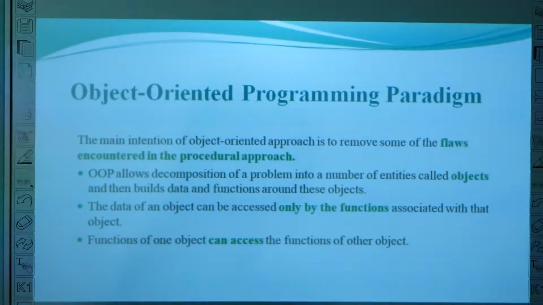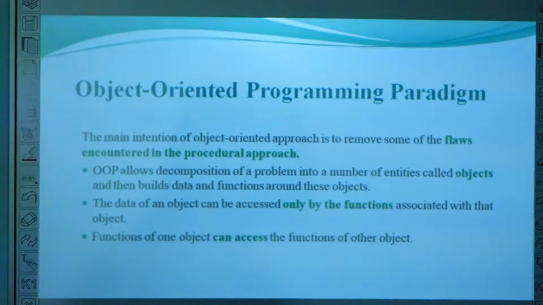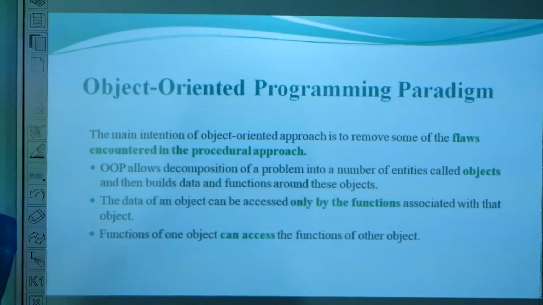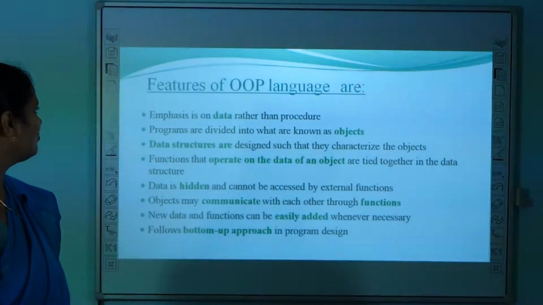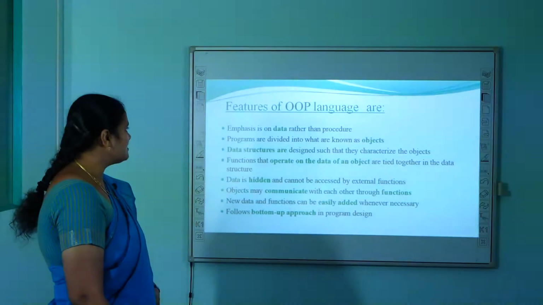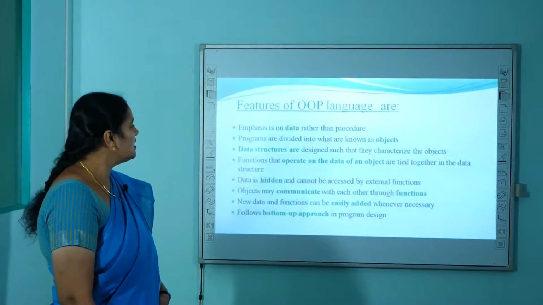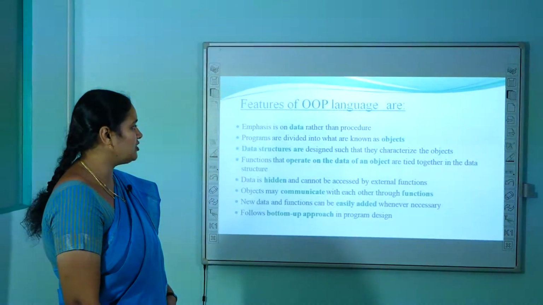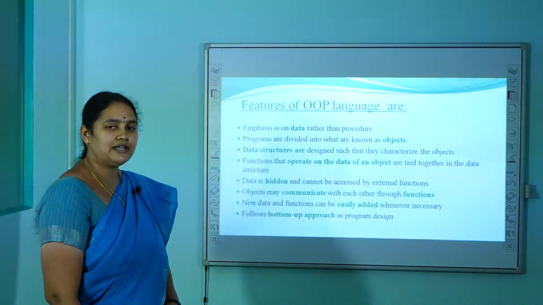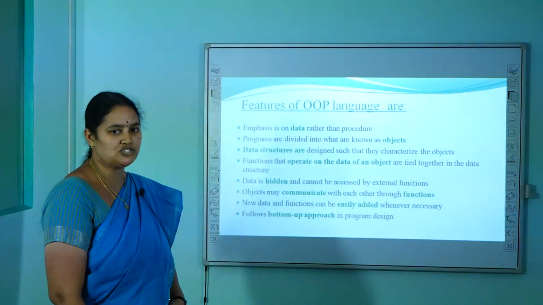In OOPS also, we divide the larger programs into smaller programs, but these smaller programs are invoked only with the help of objects. Without objects, your programs are considered as empty. These are some of the features of OOPS language. Data is more emphasized than procedure, and it is divided with the help of the concept called objects, and the functions operate on the data of an object, and objects communicate only with the help of functions. The data or the objects cannot communicate individually, they can communicate only through the functions.